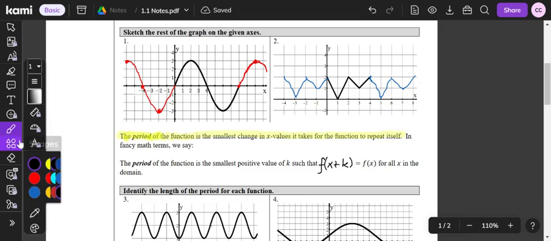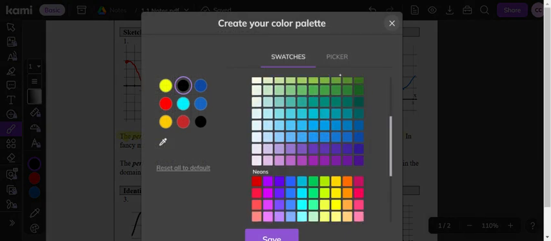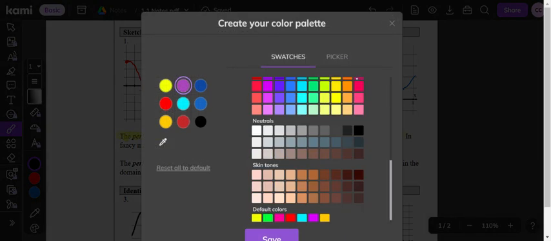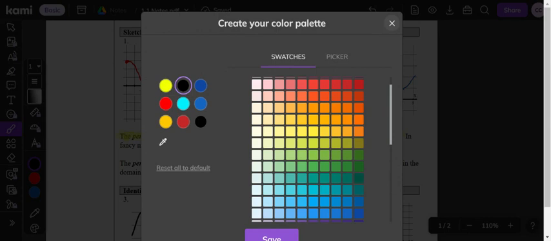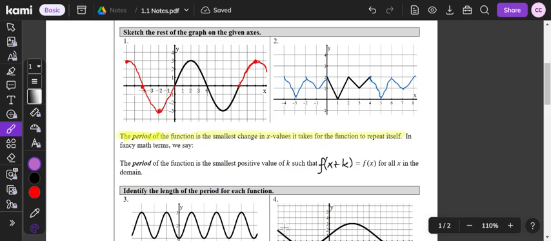Here's a good example using one of the graphs to show you. Let's pick a different color. There we go. All right. So in other words, if I pick any random point on this graph, let's say this one, all right, the next time I hit that point, right there, this distance is k, okay? That's all this is saying.